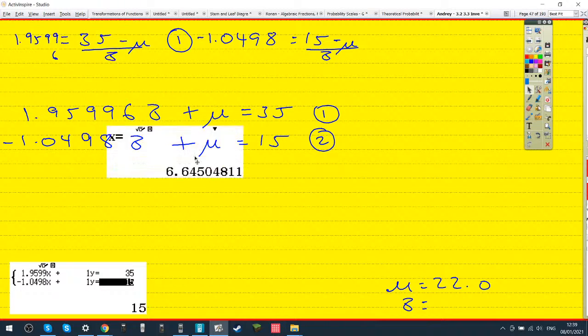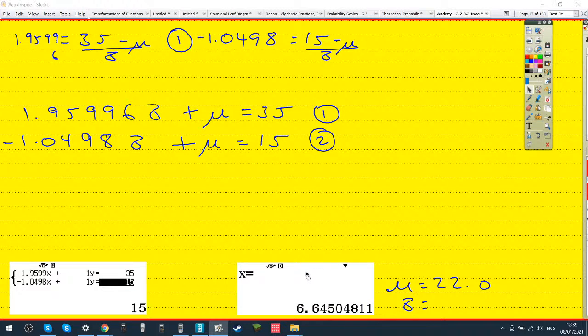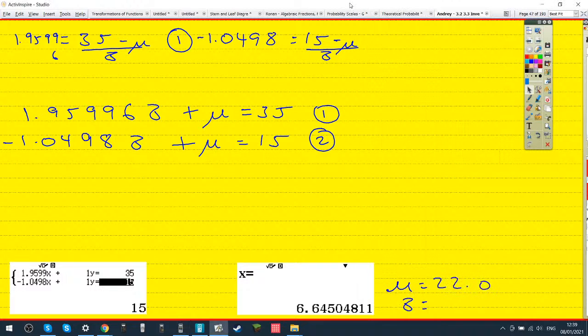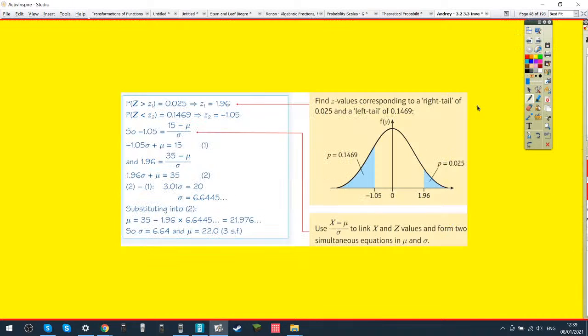So 22.0. How did you get your standard deviation one? Instead of putting 22.0, I just put the answer they gave me initially, which was 21.97611, etc. And where did you sub that into? I did 15 minus answer over x equals minus 1.0498. That should have worked. Maybe it just typed it in wrong. That should work, it's a good method. It might just be because there's a minus in there somewhere.